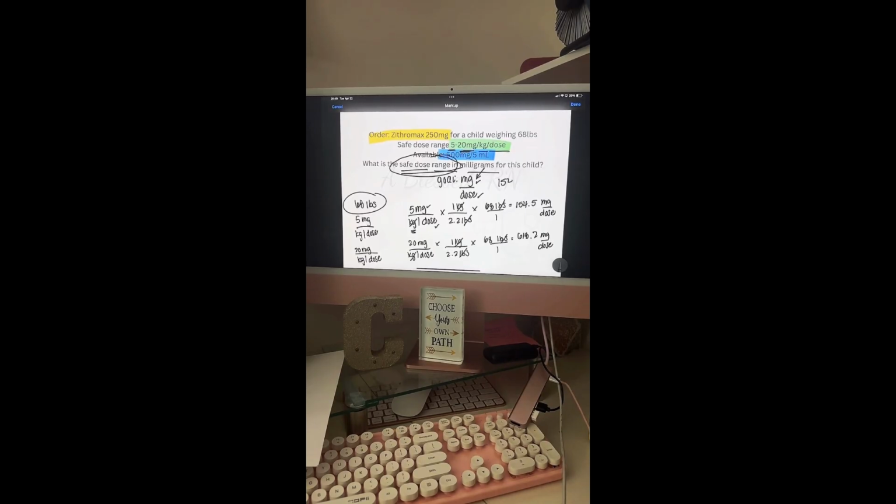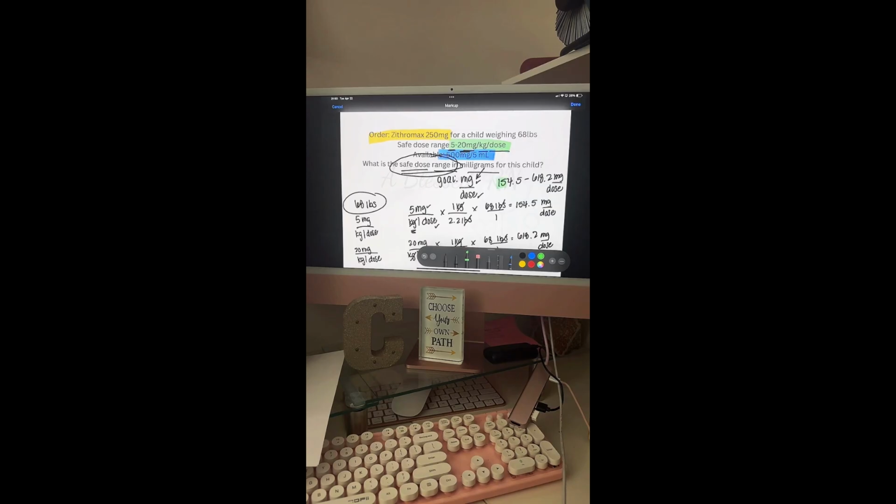So our safe dose range would be 154.5 to 618.2 milligrams, and that is for one dose. Okay? Makes sense? So if this question is not asking for us to find the safe dose range, we're going to practice anyway since we're already here.